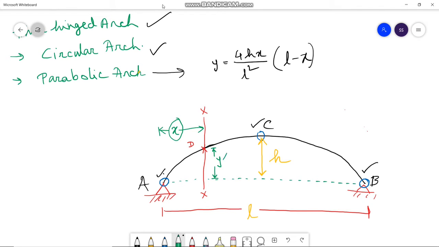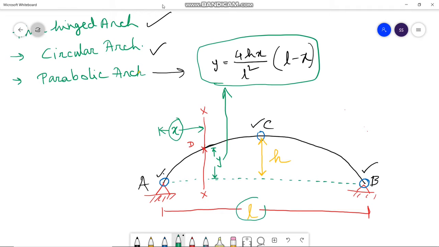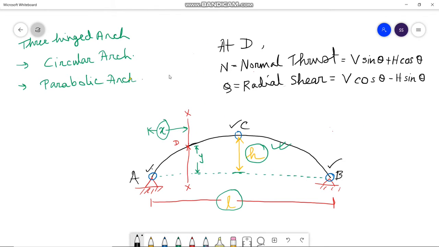So we can calculate y from this equation, where again I am saying L is the span of the arch and small h is the height of the crown from the support level of the arch. So h is the height of the crown from the support level.